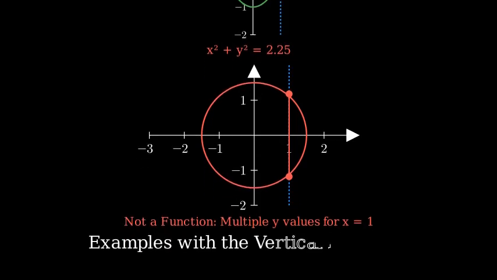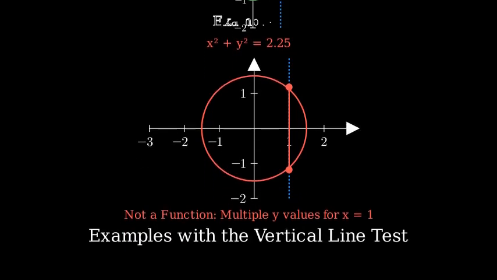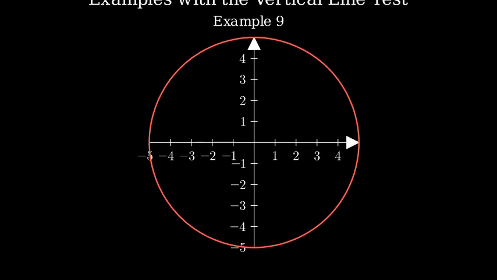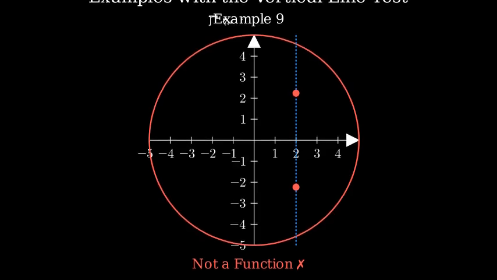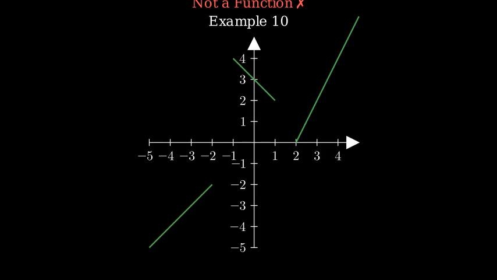Let's look at some examples using the vertical line test. Example 9 shows a circle. Is this a function? No, because a vertical line will intersect the circle in 2 points, meaning one x value maps to two different y values. Example 10 shows multiple lines that do not overlap vertically. This is a function because no vertical line will intersect the graph more than once.